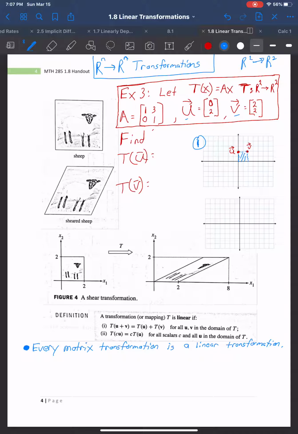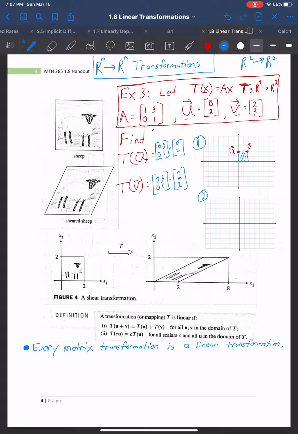And then we're going to replot those points in, let's call it figure 2, and see how the points changed. Ready? So, T of u. This would be a matter of multiplying matrix A, which is [0, 3; 0, 1], by u, which is (0, 2). And I'm going to go ahead and set up T of v as well. So that will be [0, 3; 0, 1], multiplied by vector v, which is defined to be (2, 2).